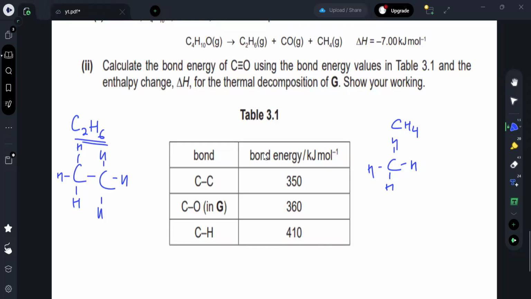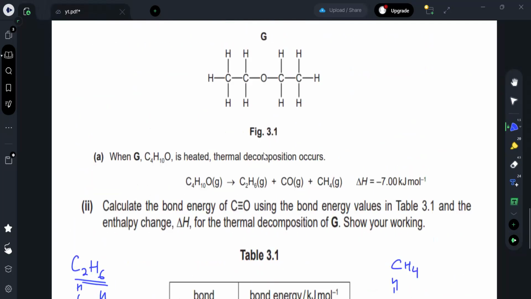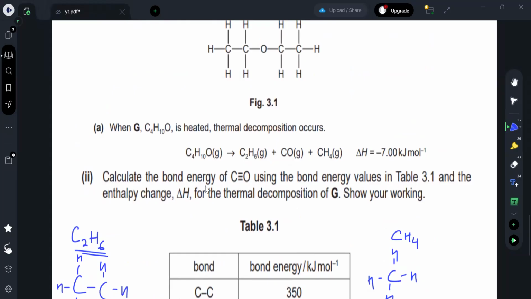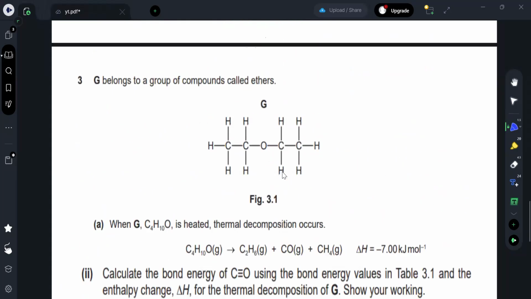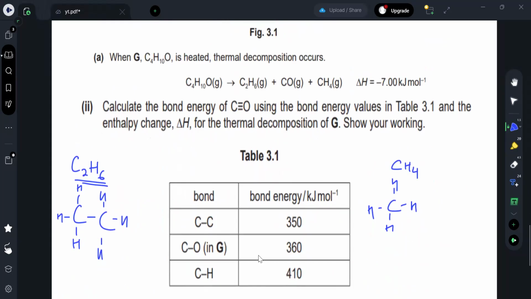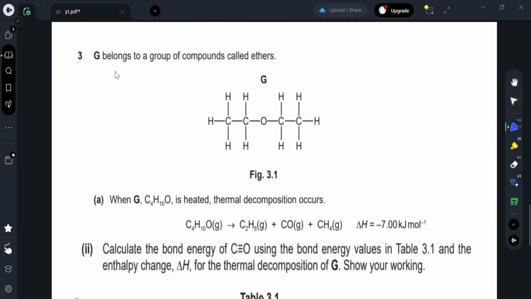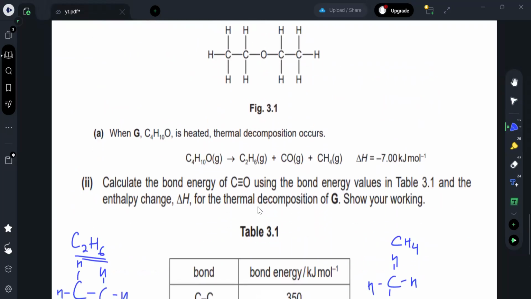Hello everyone. I'm back with a question for enthalpy change. So we have to calculate the bond energy of CO, which is here in this equation, using the bond energy values in this table. So let's begin. This question starts from here. They gave us a compound, and we have to start.